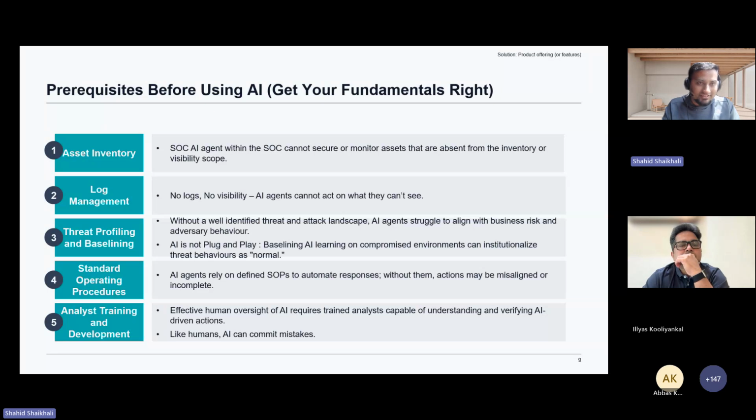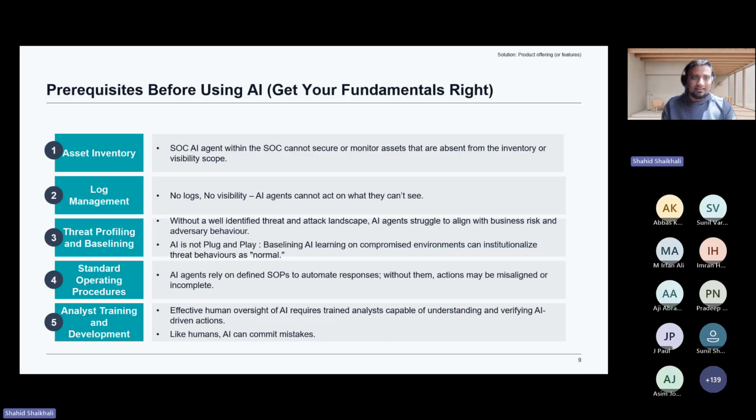The first and foremost lesson is we need to get our fundamentals right. Before we delve into AI, before we start exploring it, we need to get our fundamentals right. One of the 5 main factors in any SOC when it comes to establishing a certain level of maturity is to have asset inventory in the first place. So many organizations struggle with CMDB. They have ad hoc asset inventory.